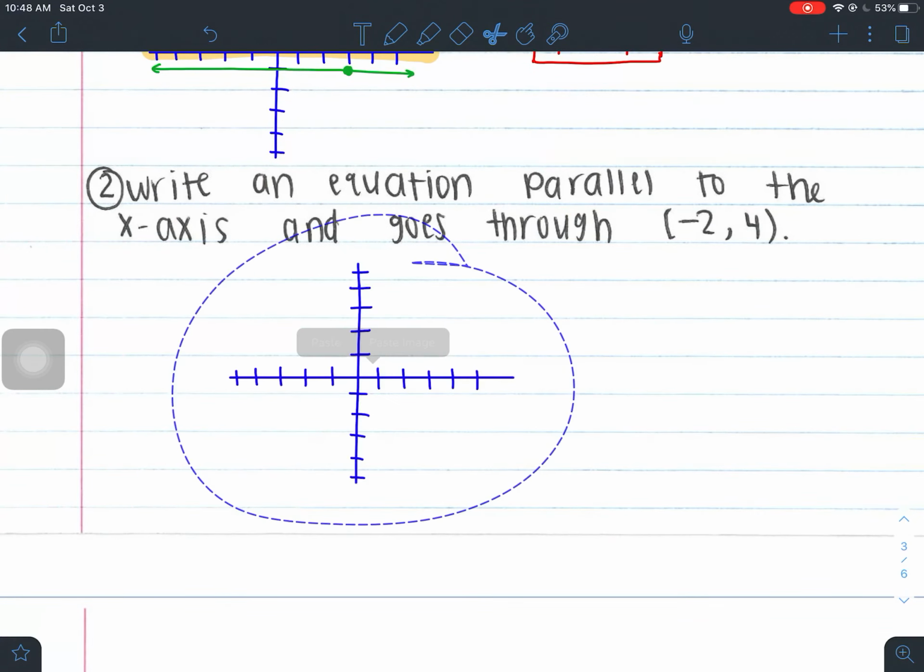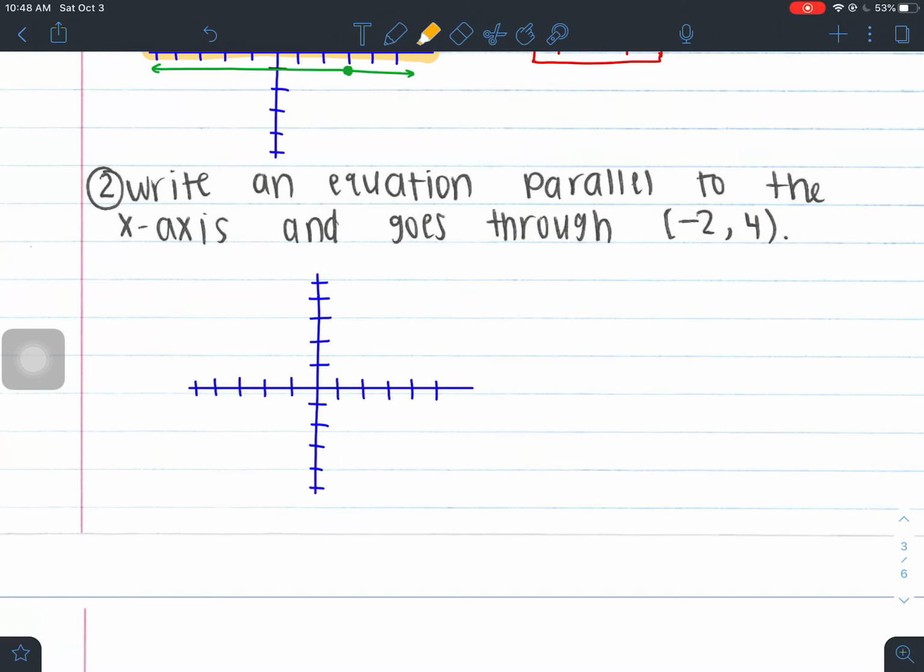All right, so number 2 is going to go by a lot quicker because we've already done one. Write an equation, so we know we need to write an equation at the very end. We have to have an equation. The picture is not the answer. Write an equation that is parallel to the x-axis. So I'm going to go ahead and highlight my x-axis. I know that my new equation has to be parallel to this one. Okay, it has to be parallel.